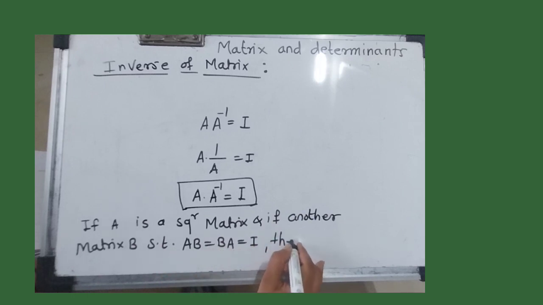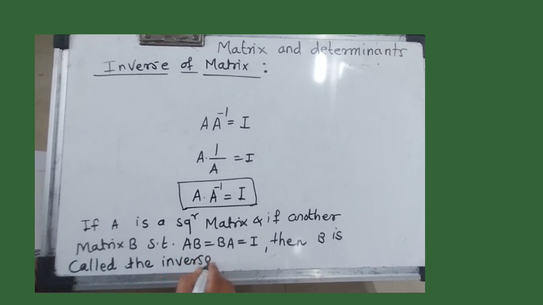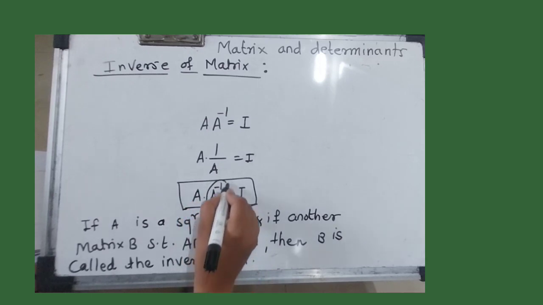Then B is called the inverse of A. Understood? And it is denoted by A inverse like this.